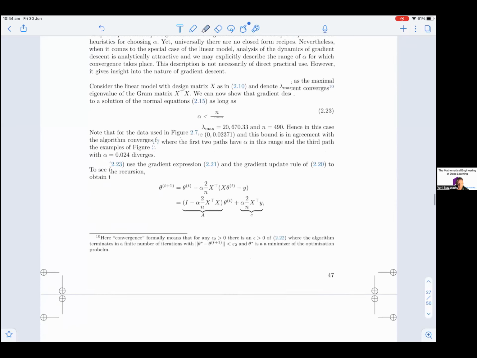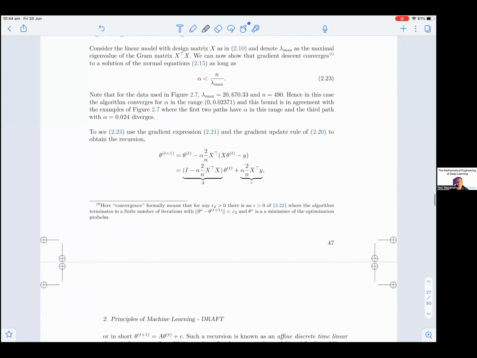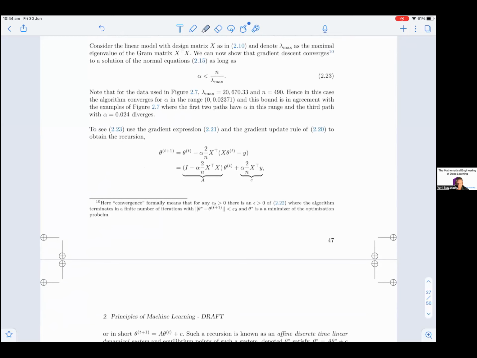So let's do this. Consider the linear model with design matrix X, that was given in equation 2.10, and denote lambda max as the maximal eigenvalue of the Gram matrix X transposed X. Remember, the Gram matrix is a square matrix, a d by d matrix. For the example we saw above, it's 2 by 2 because d is 2. But in general, it's d by d, and lambda max is its maximal eigenvalue. We can show that gradient descent converges to the solution of the normal equations 2.15 as long as the learning rate alpha is not greater than 2/lambda max. This is like your maximal learning rate that you could choose.